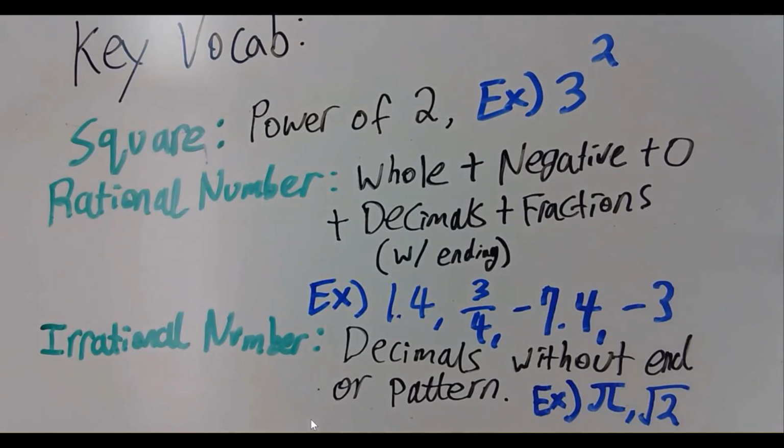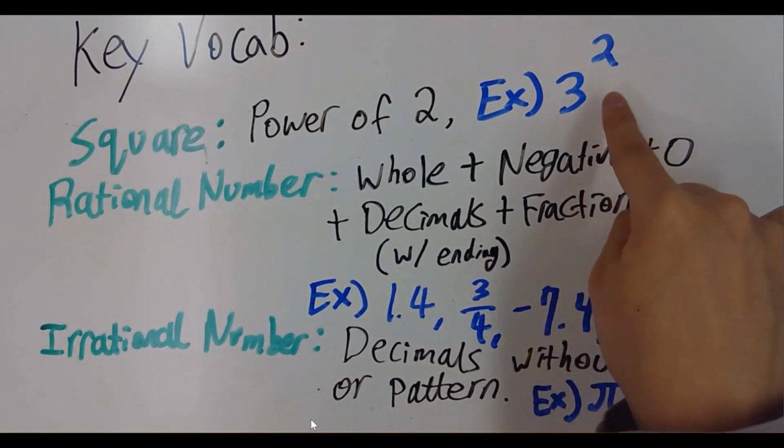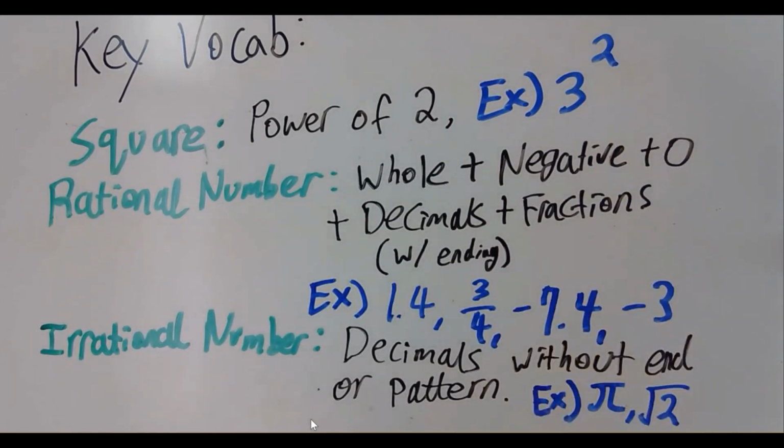Here are some key vocabularies that will be used in this lesson. First is square. Throughout this lesson, square will not mean the shape where all sides have the same length. For this specific lesson, it will be used as power of 2. For example, over here we have 3 to the power of 2, but it can also be read as 3 squared.